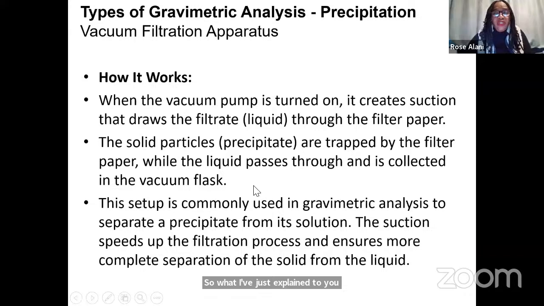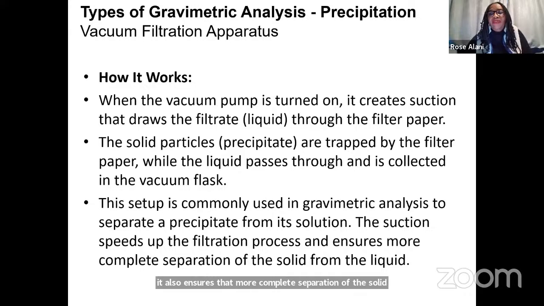The suction helps to speed up the filtration process, and it also ensures that a more complete separation of the solid from the liquid is achieved.